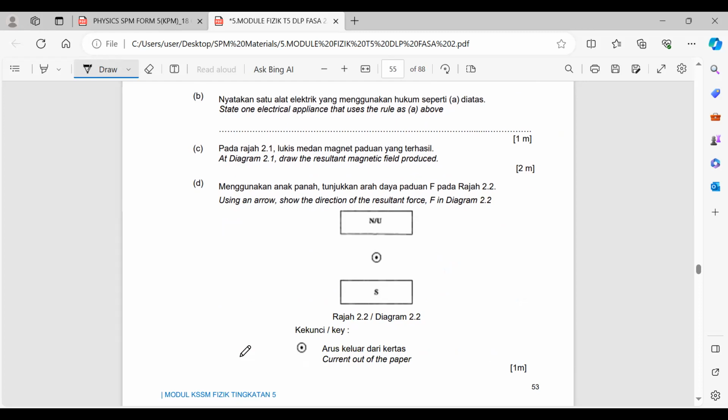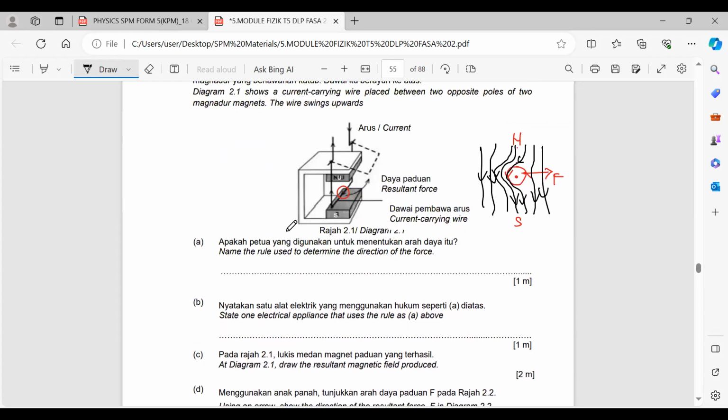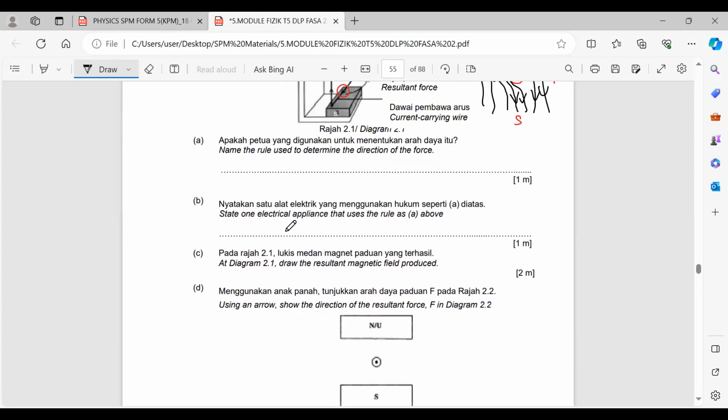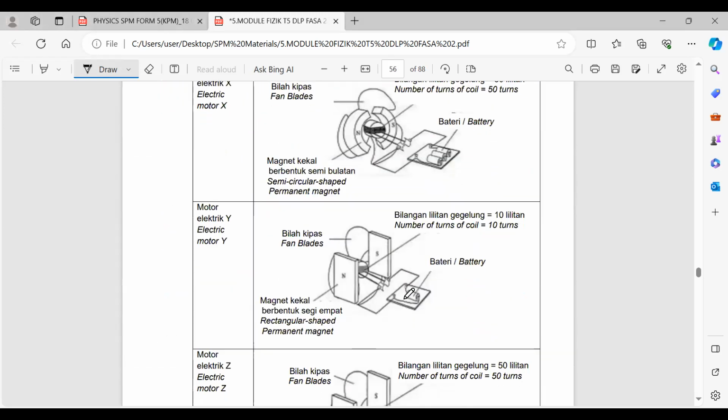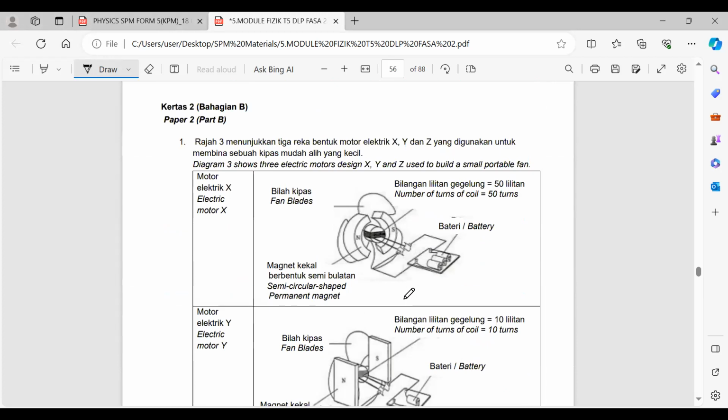Then at diagram 2.1, draw a resultant magnetic field. A resultant magnetic field will be the same direction as the direction of the force. Okay, so the direction of the resultant magnetic field will be the same as the direction of the force. Done. I think that's all. That's the question. Okay.